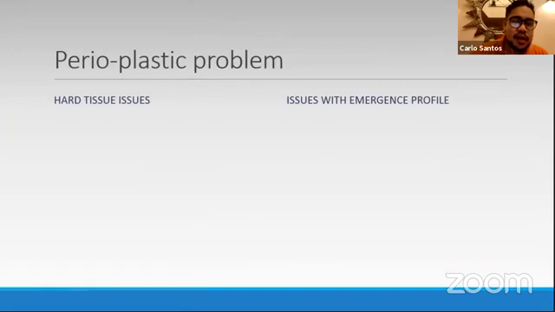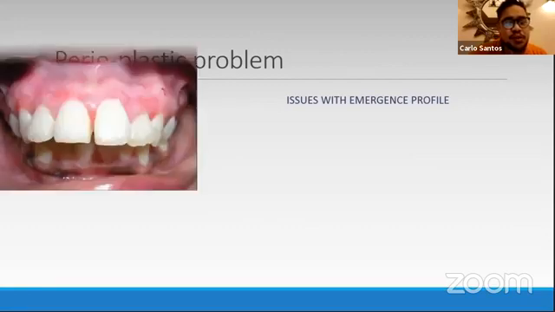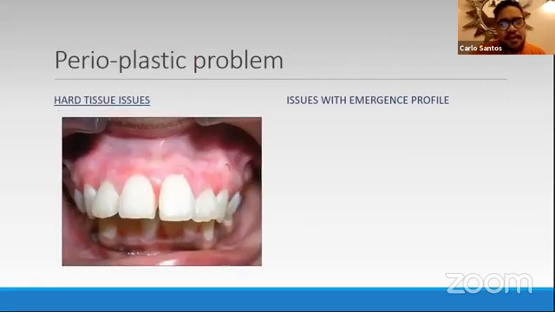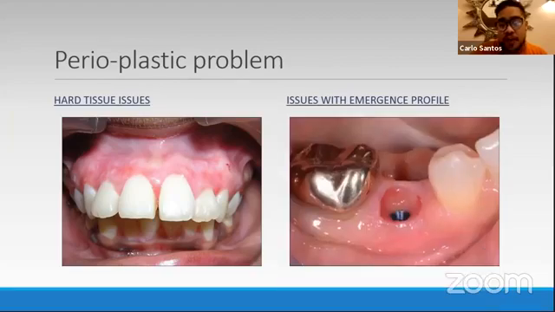And the last perioplastic problem is hard tissue. You can see exostosis. Some patients don't want this. Some exostosis are too big that it traps food. So how do we deal with this? And issues with emergence profiles. This is for those who do implants. The emergence profile is very important, and also involves the periodontium.